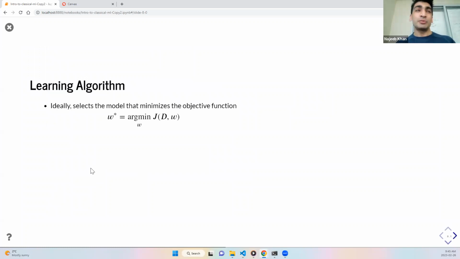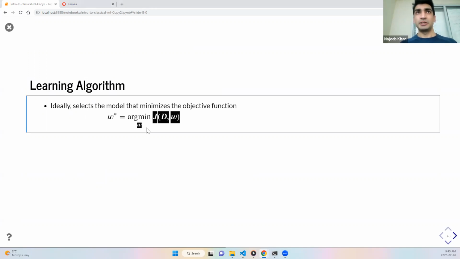So what does the learning algorithm do? It basically, ideally, selects the model that minimizes the objective function. So if we have the weights or the parameters of the model, W, the objective function J, and a data set D, then the learning algorithm gives us the optimal weights W that provide the minimum objective function, or loss function, or cost function.